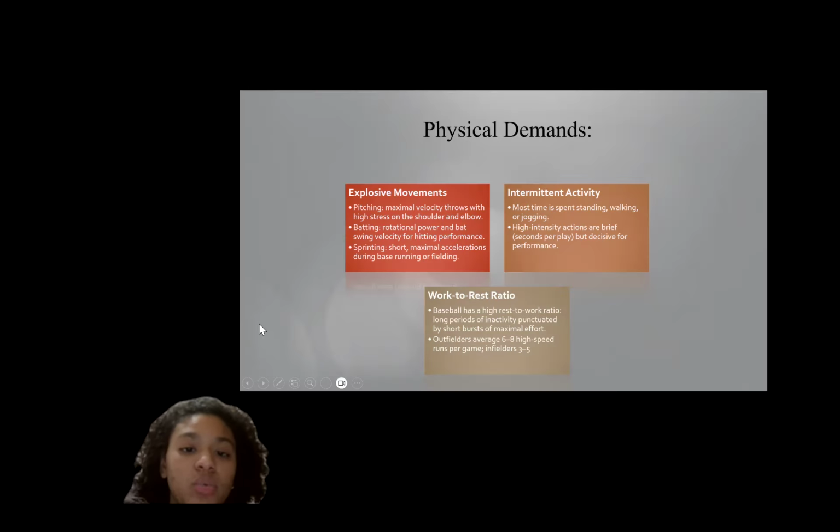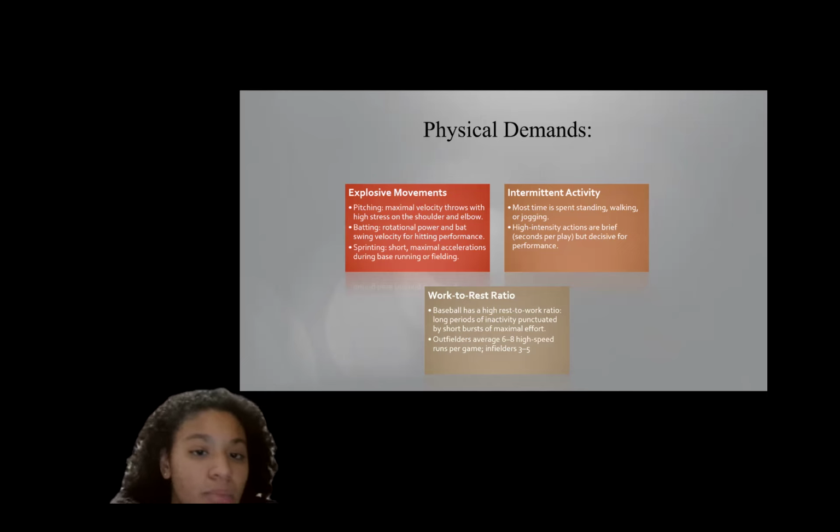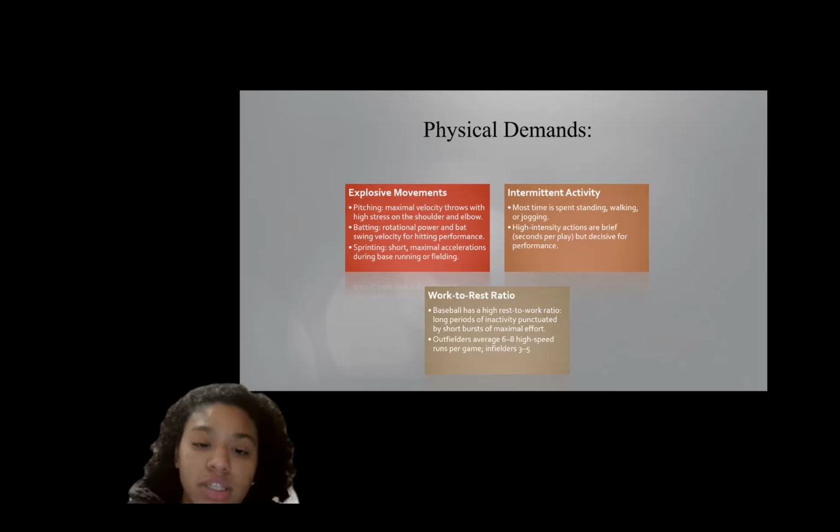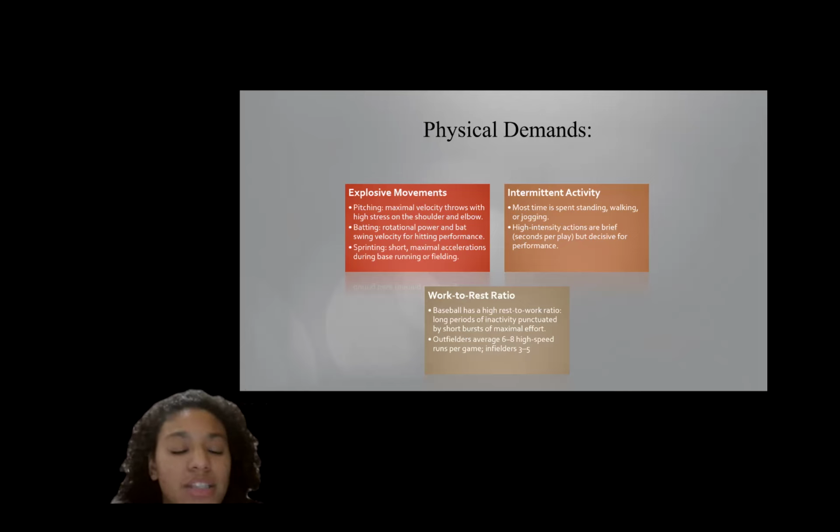Now, for physical demands, we have explosive movements. So, pitching, which is maximum velocity throws with a high stress on the shoulder and elbow; batting, rotational power and bat swing velocity for hitting performance; and then, of course, sprinting, so short maximum accelerations during base running or fielding.